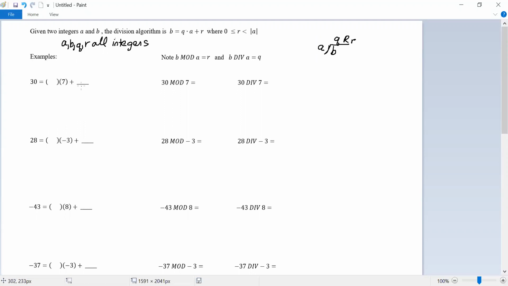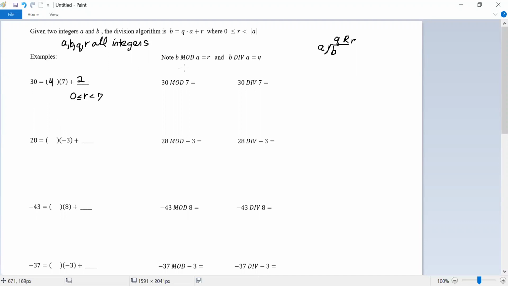30 equals something times 7 plus a remainder. What we know about this remainder is that it must be either 0 or greater than 0, and it must be less than 7. It's clearly not going to be zero because 7 doesn't go into 30 evenly. 7 times 4 is 28. 7 times 5 is 35. So we're going to get 4. 4 times 7 is 28. Plus 2 more will get us up to 30.